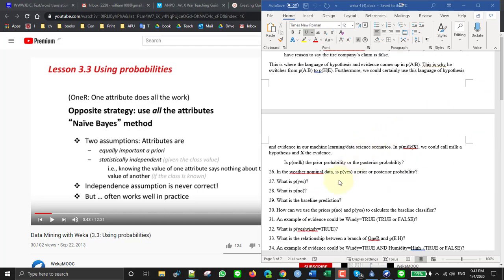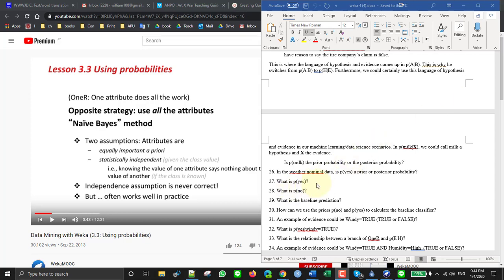Okay, so what about this? We're talking about the weather.nominal data set. So we're trying to predict whether someone is going to play golf or not. This is yes, they would play golf. And we're asking what's the probability of yes. That is also a prior, because there's no given here. Okay, what is the probability of yes?